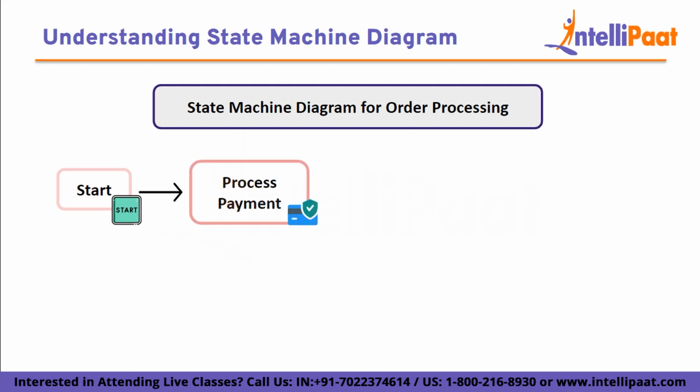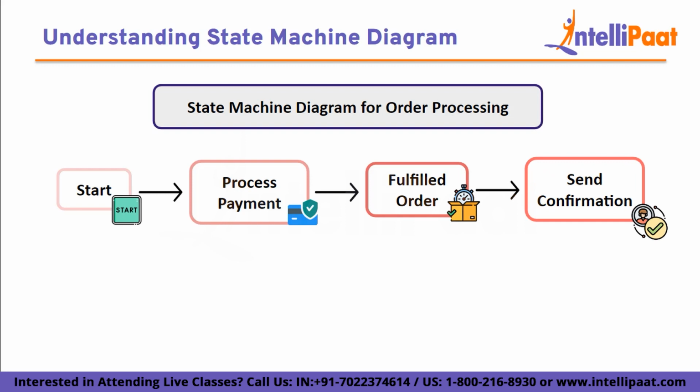The payment process state represents the task of processing the customer payment. It might involve making a payment gateway API call. If the payment is successful, the workflow transitions to the fulfill order state. In the fulfill order state, the system fulfills the customer order, which could include picking items from the inventory and preparing them for shipment. Once the order is successfully fulfilled, the workflow proceeds to the send confirmation state.